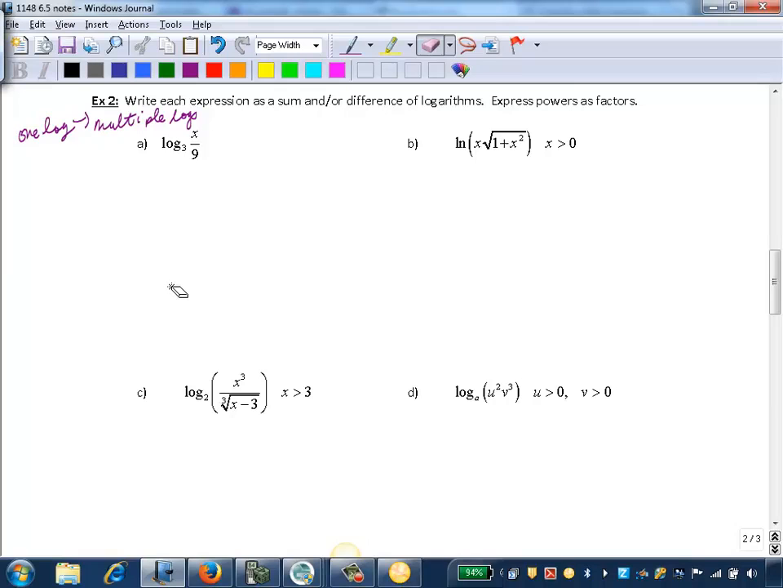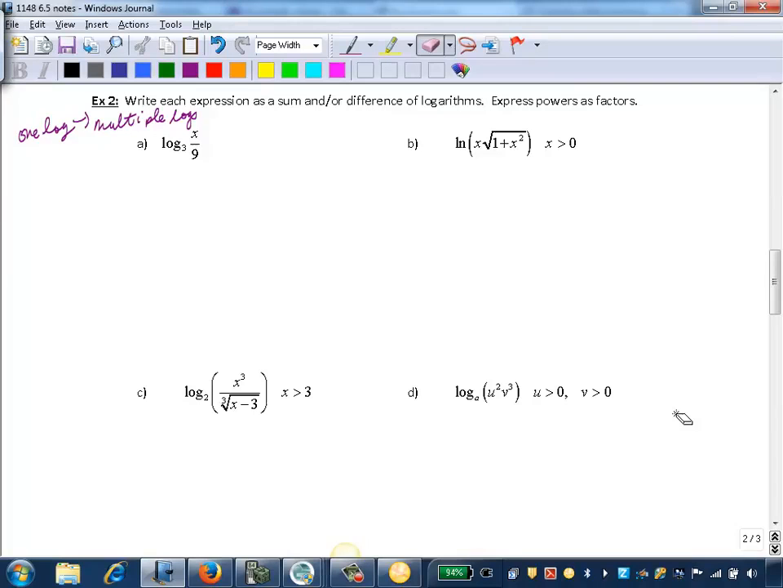Well, the property that allows us to split them up, if you remember, is if we're taking the log of a quotient like this, we can split into a difference of logs. And here, if we're taking the log of a product, x times radical 1 plus x squared, then we can split this up into a sum. So those two properties allow us to do all of these. This is useful because when we solve equations in the next section, these properties will allow us to isolate x.